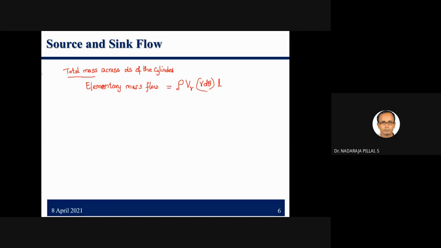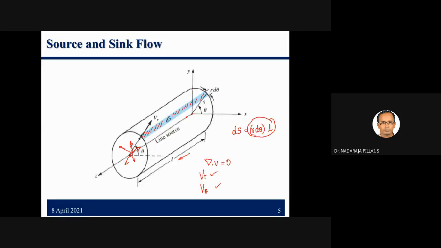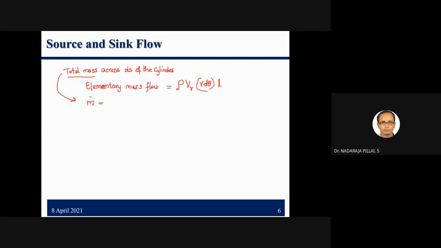Now the total mass flow rate: we have an elementary mass flow, and we need to calculate the total for the whole area, and hence we consider the integration from 0 to 2 pi of rho Vr R d theta L. So we can write this as rho R L Vr integral 0 to 2 pi d theta, which is 2 pi R L rho Vr.